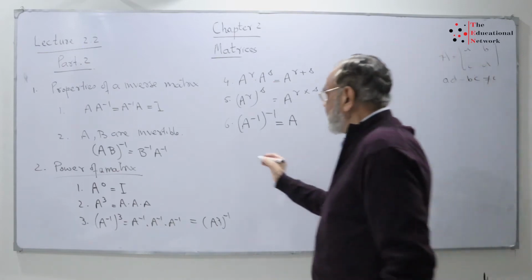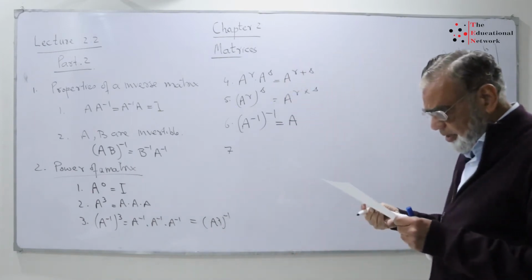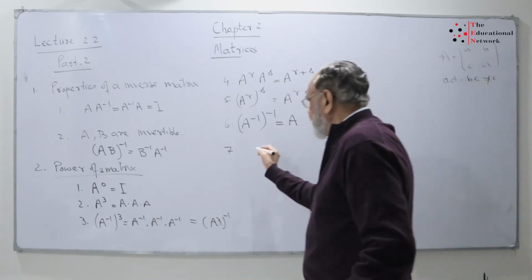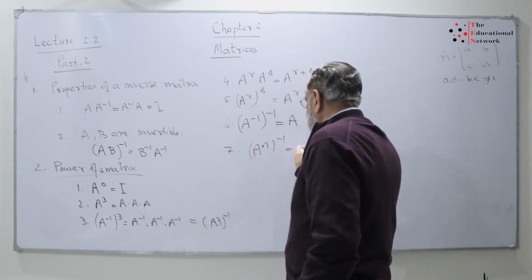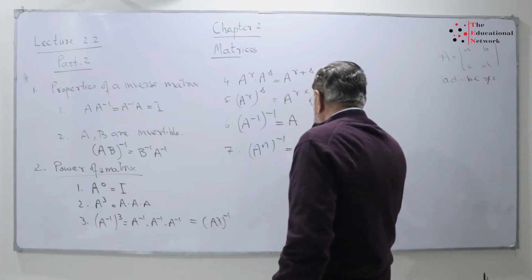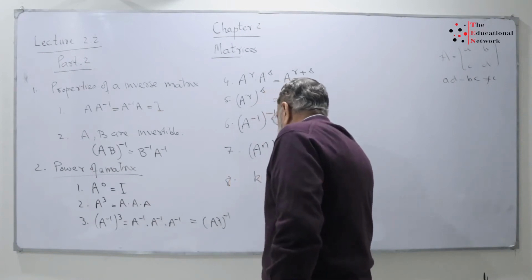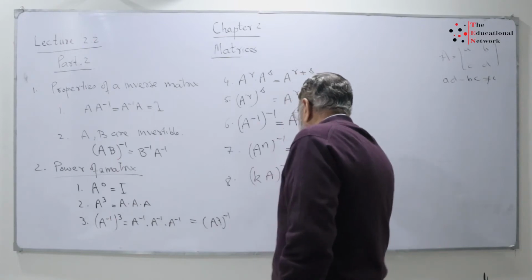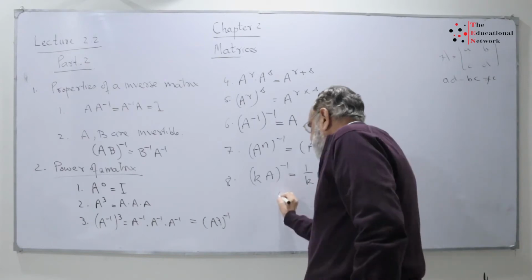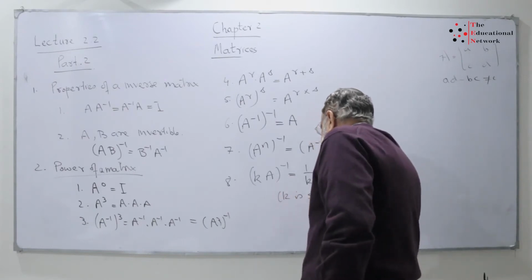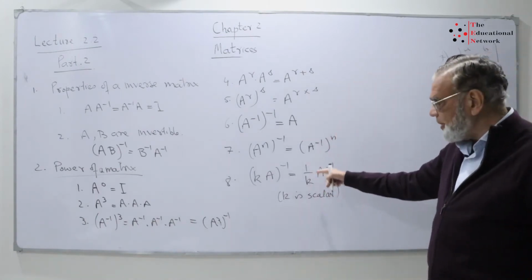Here we have number 7. It is the same property as mentioned in number 3, similar to that one. So here we can have A to power n to power minus 1, the inverse of this one, the same as A inverse to power n. A very important property is number 8. The inverse of K times A is equal to 1 upon K times A inverse. K is a scalar. We take the inverse of K, that becomes 1 upon K, and we have this result.